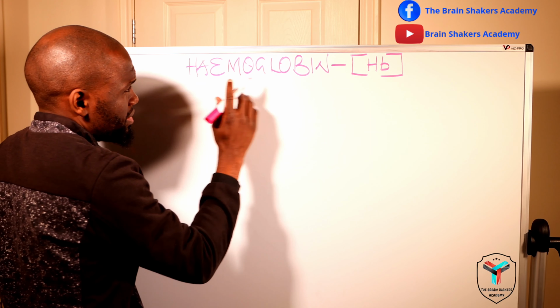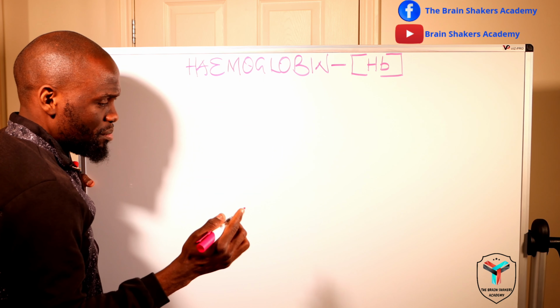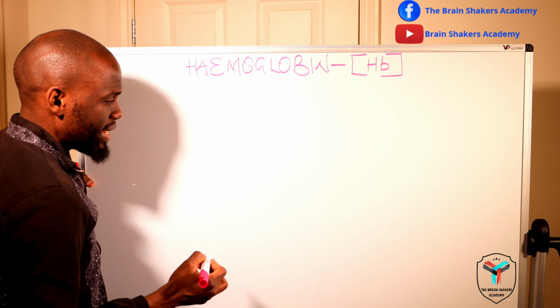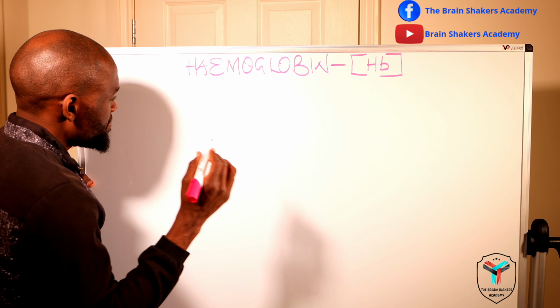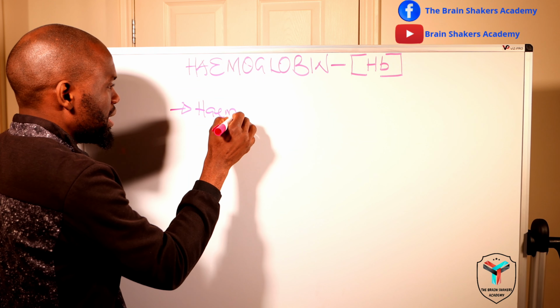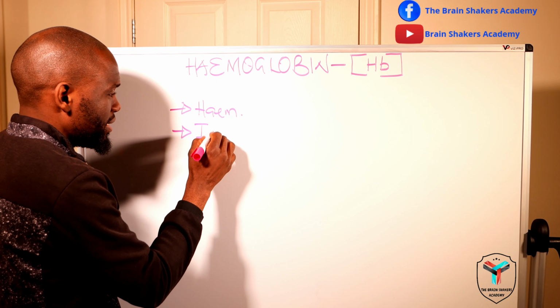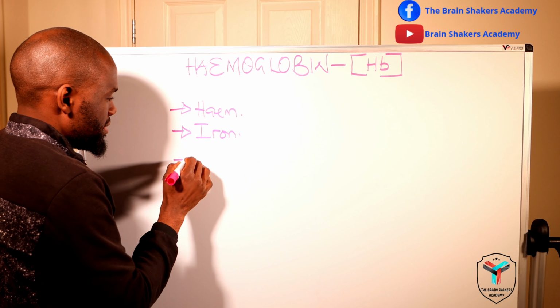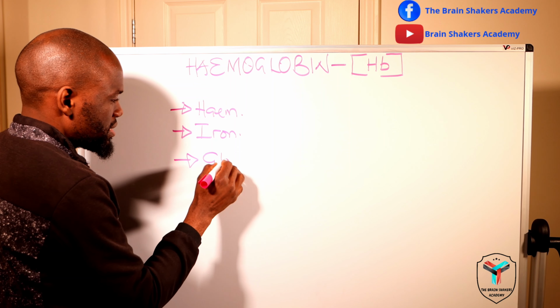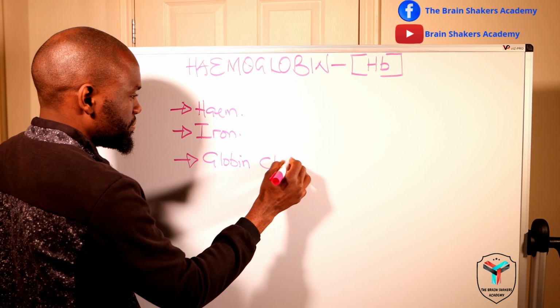Now, if we look at this hemoglobin component within the red blood cells, it is comprised of three main factors. So we are going to say there is what we refer to as heme, and then there's what we refer to as iron, and then there is what we refer to as globin. So these are globin chains.